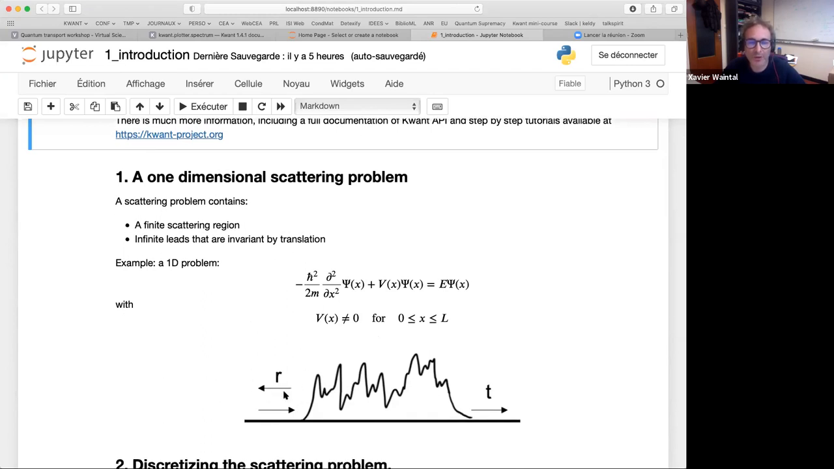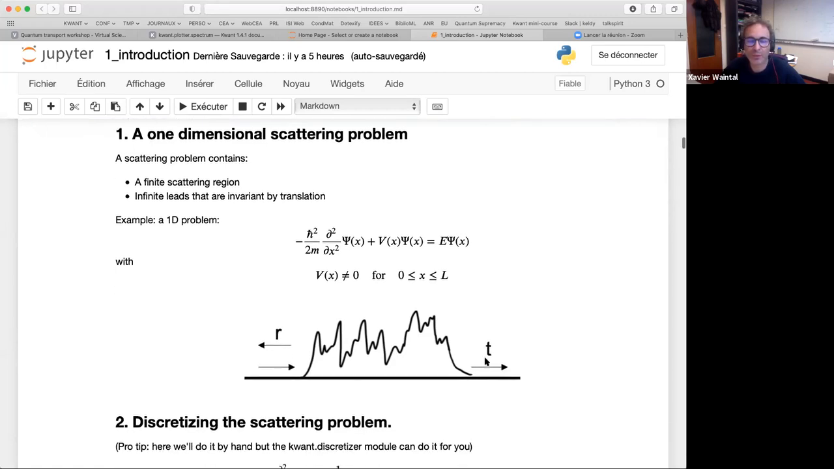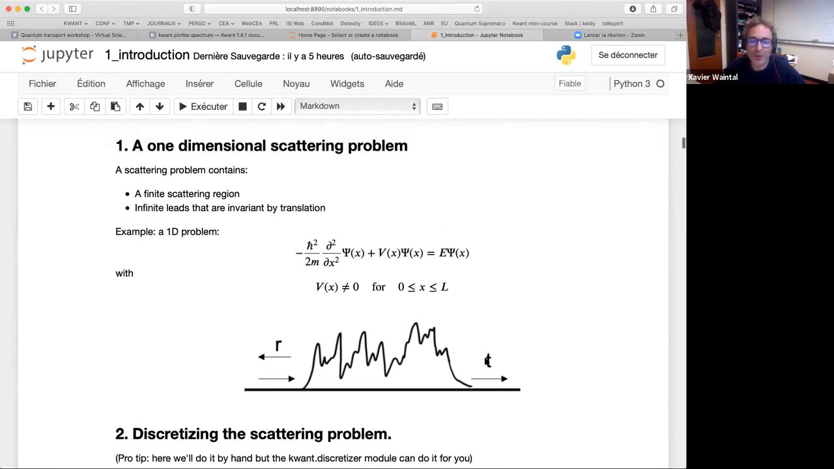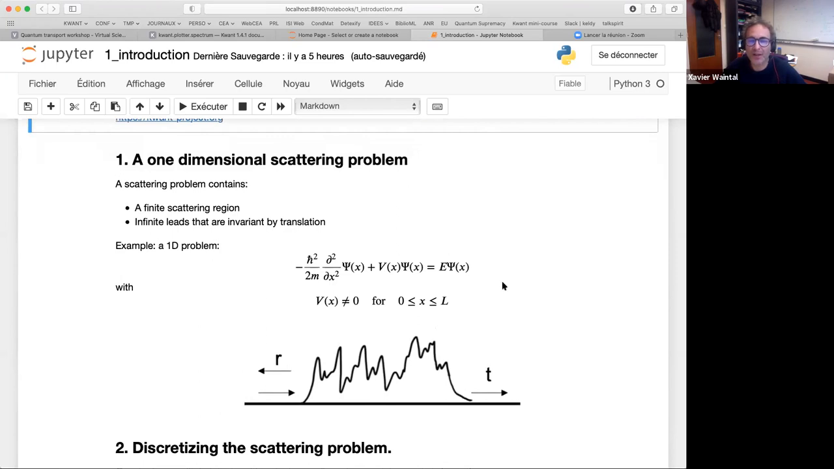So we can solve the Schrödinger equation: essentially we have plane waves. We also have plane waves on the right. And in the middle we can have complex things. The problem is how to match the wave function and its derivative here and there to solve this issue. Once we have done that, we will use this scattering state to compute observables like the conductance of a system, for instance. So the first thing we do in Kwant is we discretize the problem.